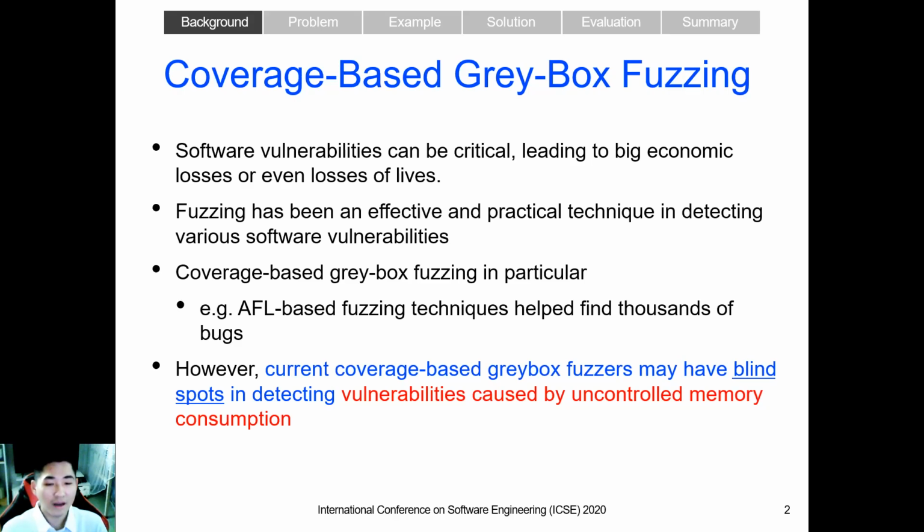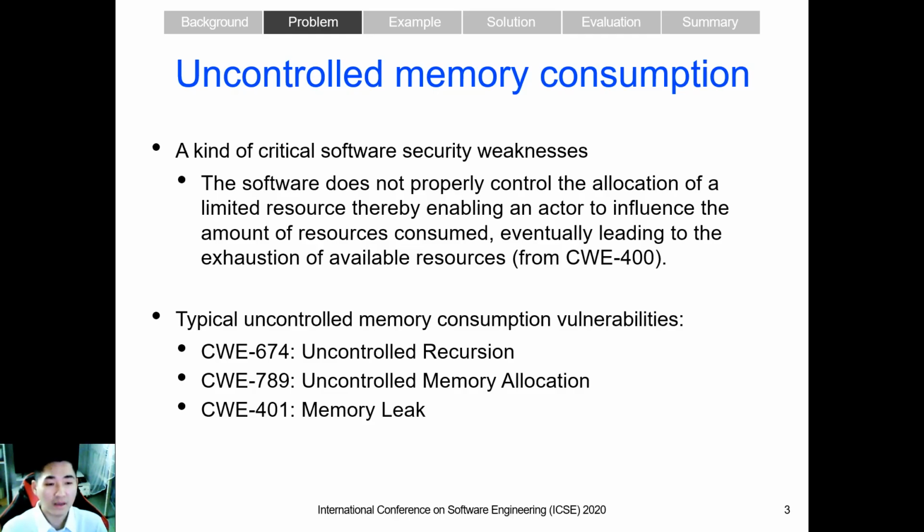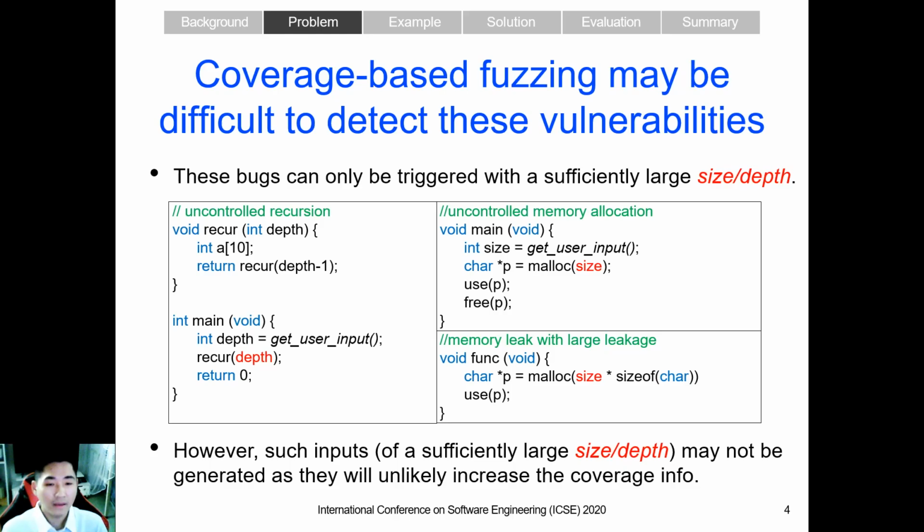However, current coverage-based fuzzing may have blind spots in detecting vulnerabilities caused by uncontrolled memory consumption. Uncontrolled memory consumption is a kind of software security weakness. There are three typical uncontrolled memory consumption vulnerabilities, namely uncontrolled recursion, uncontrolled memory allocation, and memory leak. These vulnerabilities may be difficult for coverage-based fuzzing to detect, as they can only be triggered by inputs with sufficiently large size or depth. Such input may not be generated by coverage-based fuzzers, as they will unlikely increase the coverage information.